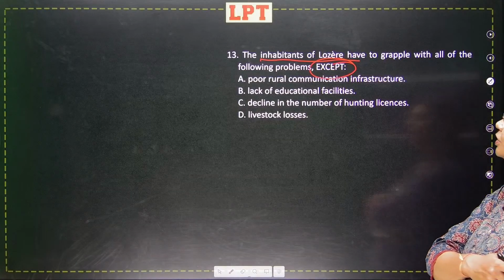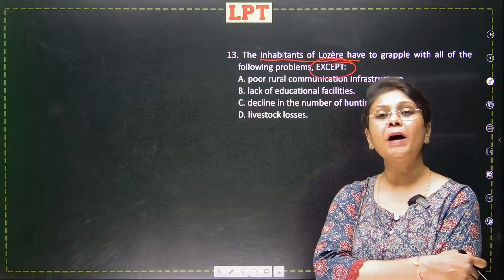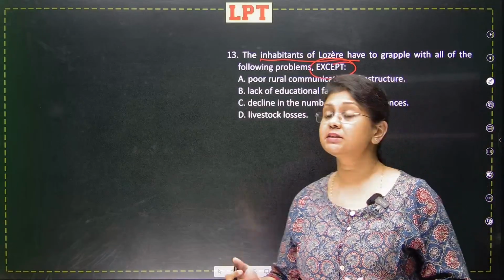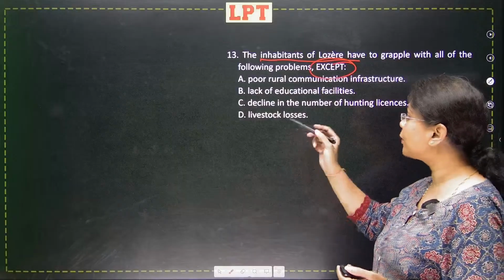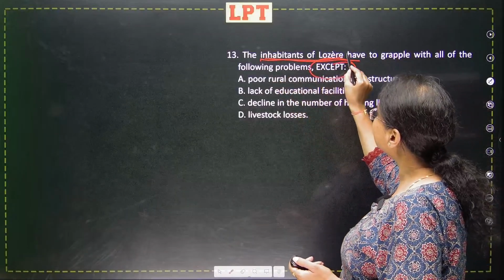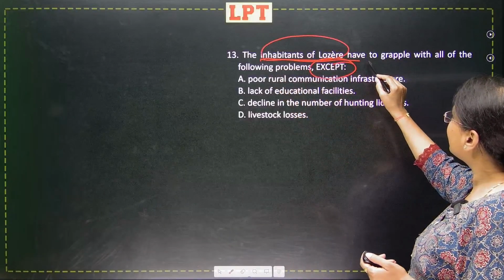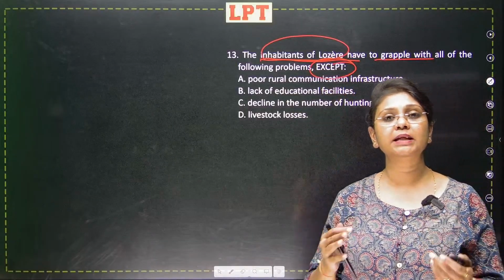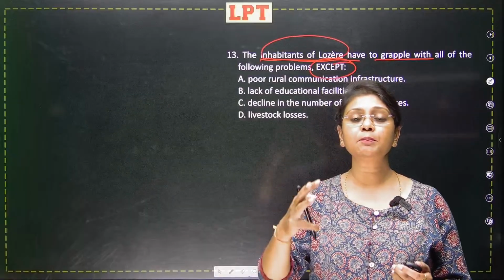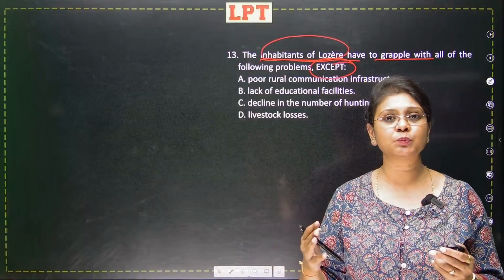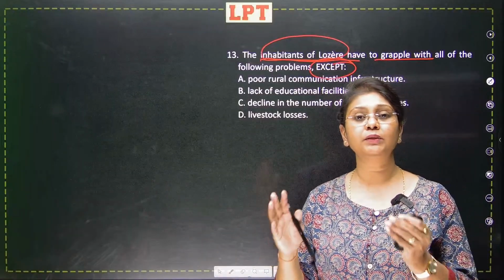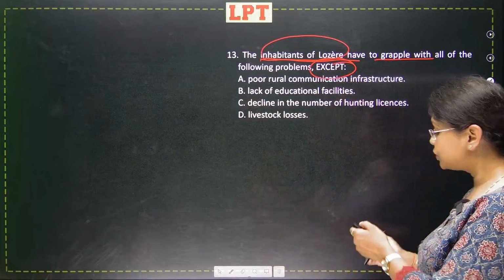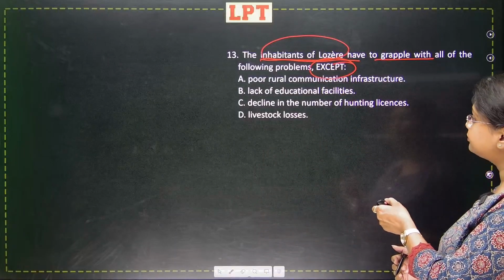Okay, guys. So let us understand and go back to the passage and see where the answer lies. So let's quickly again read the question. It says the inhabitants of Lozère have to grapple with all of the following problems except. What this means is that we are talking about three problems that this place grapples with. One would be the odd one out. That odd one out is our answer. So let's go back to the passage here.